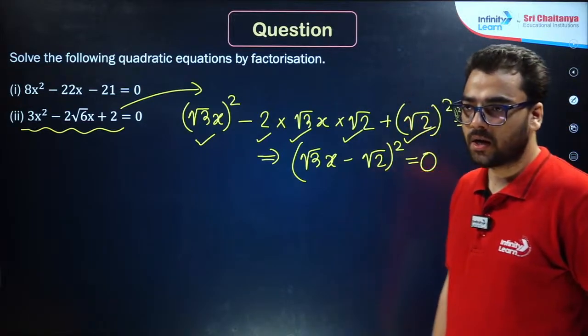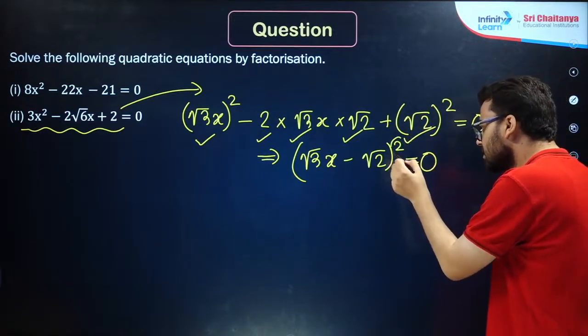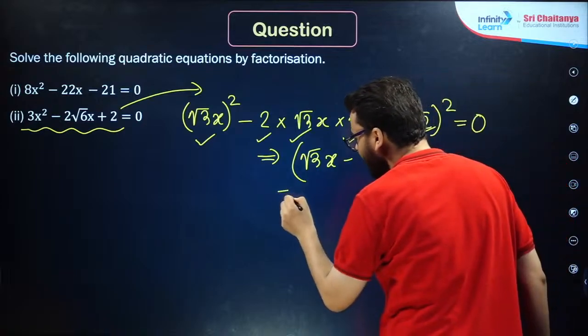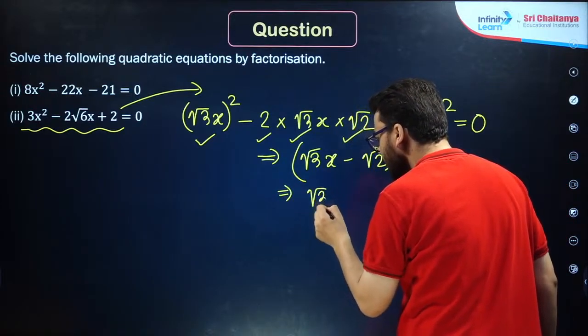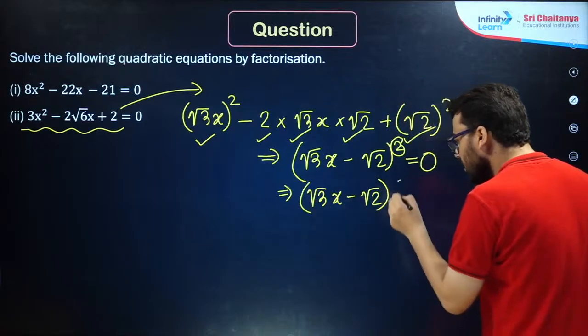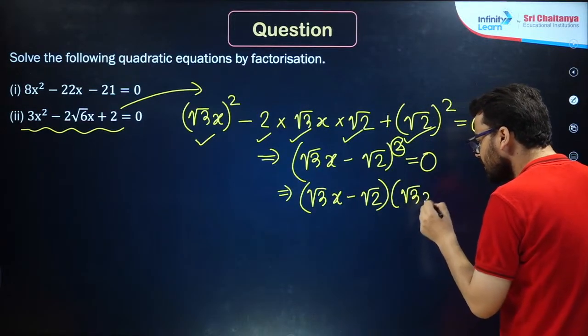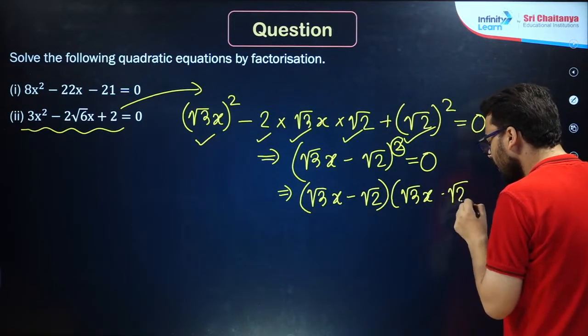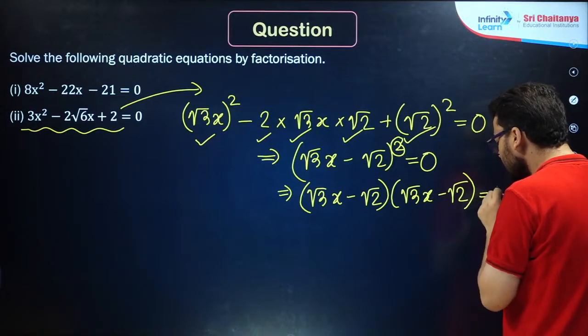Okay. Now basically you see it is having a square over here, so you can say it's having two roots. This equation is still having two roots, but they are equal. Two equal roots it is having. Root 3x minus root 2 over here, and that is equal to 0.